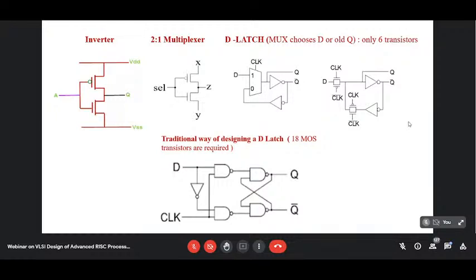How many transistors are required here? 2 into 2, which is 4, and 1 mux gate. The mux needs only 2 transistors. Look, this is the circuit of the mux, just by giving the select lines. So 1/3 of the number of transistors will be required for making this D latch, and that's what is done in the VLSI chip instead of the traditional way of designing.